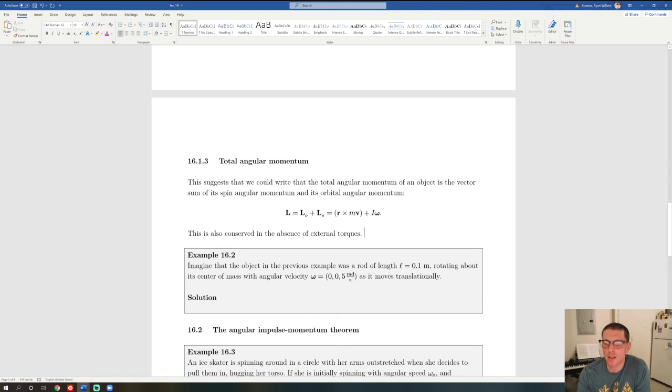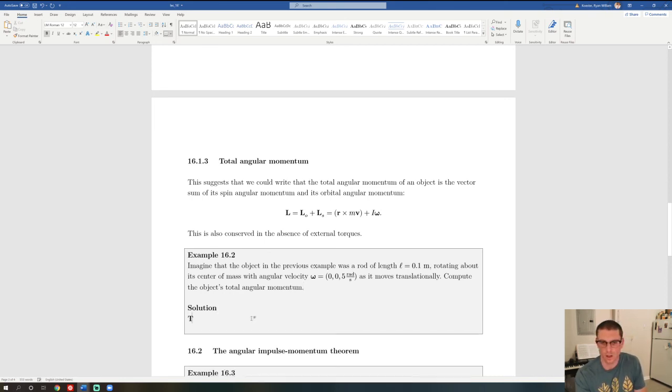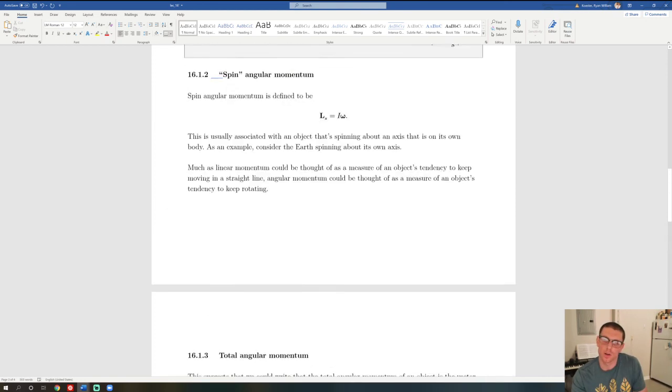Okay, so let's look at the first example we did, but now let's imagine that the object we were talking about was a rod and it was rotating about its center of mass with this angular velocity. So let's compute its total angular momentum. The purpose is to compute the object's total angular momentum now. And so I'm just going to say that the orbital angular momentum is exactly what we found previously, and I'll copy and paste this result so it's here.